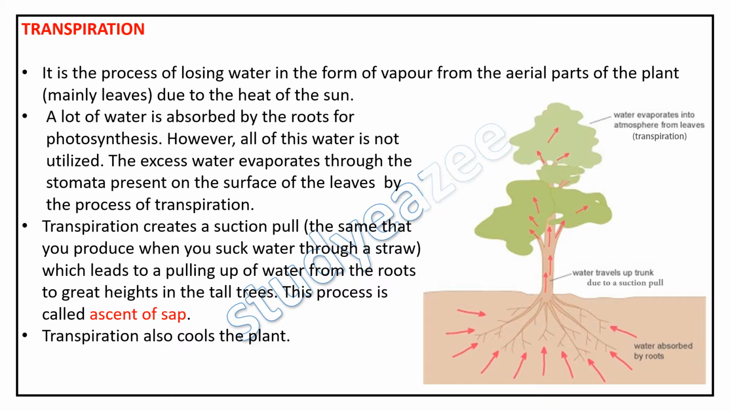Transpiration creates a suction pull, the same that you produce when you suck water through a straw, which leads to pulling up of water from the roots to great heights in the tall trees. This process is called ascent of sap. Transpiration also helps in cooling the plant.